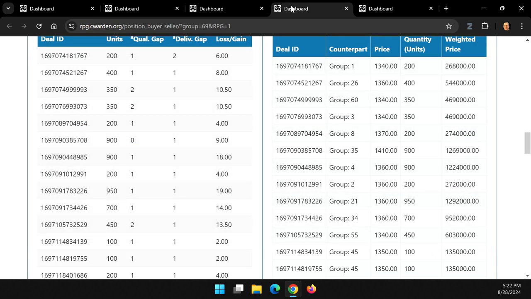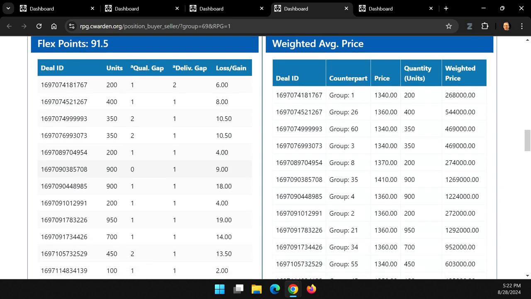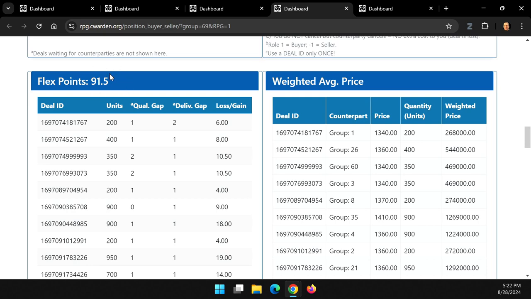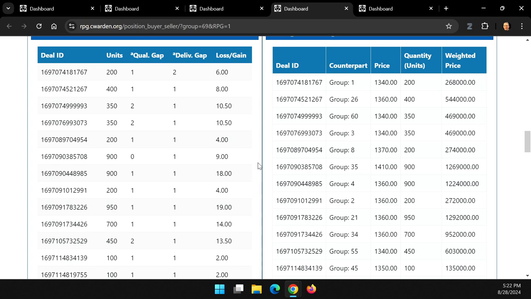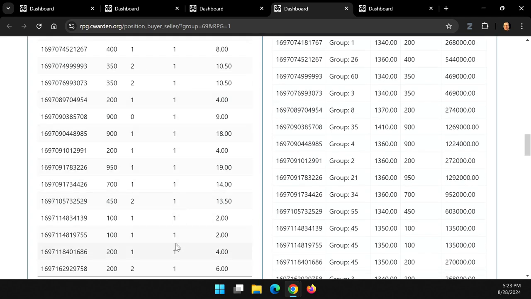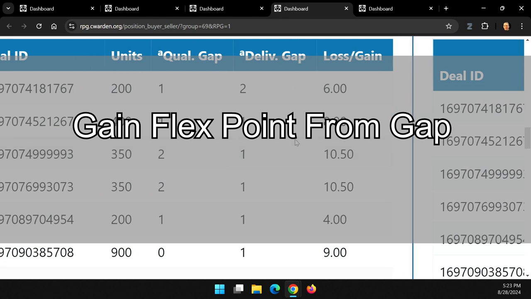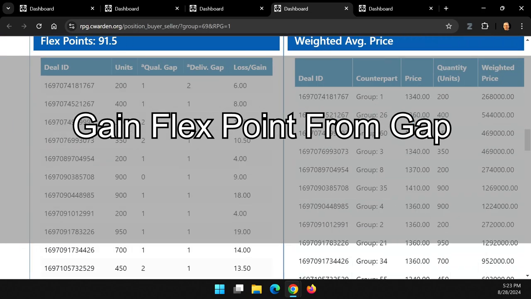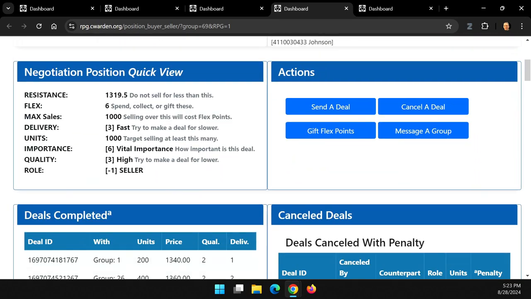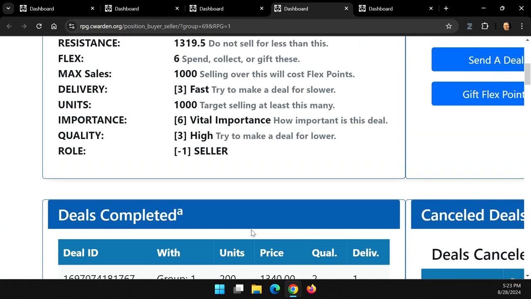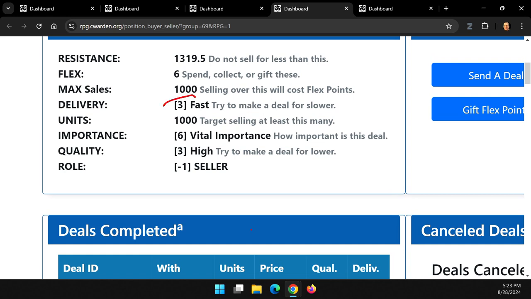We can look at many examples here. Here are many deals for this group, and this group has a total of, they've gained 91 flex points. Now there's other ways to gain flex points, but this is the easiest, clearest way. And you can see here that they're often gaining 1.111 on the delivery gap. And they're often gaining 1 on the quality gap, sometimes 2. So how can they do that? That's because they are a seller. And you can see that what they've done is they've chosen to have fast delivery, they spent the points, and high quality. So that allows them to go down and then make points, and then go down and make points.